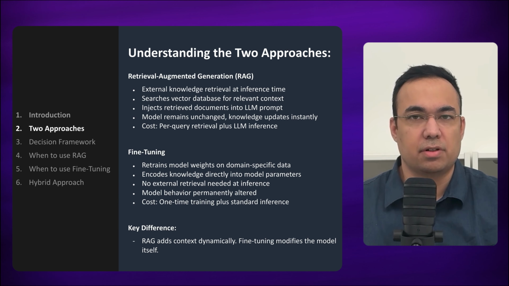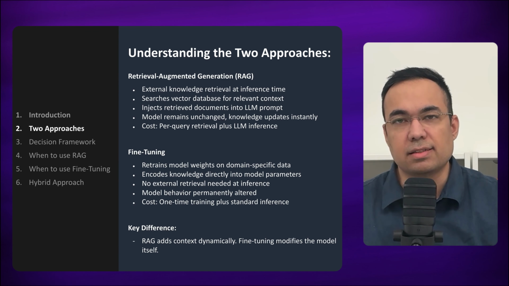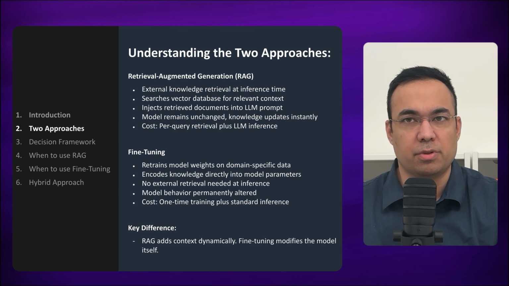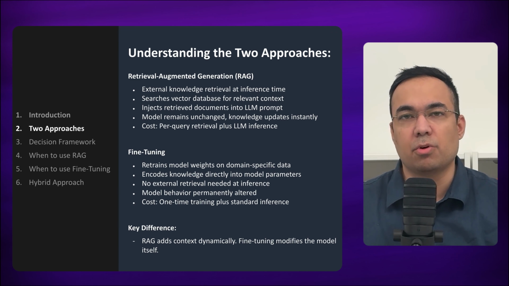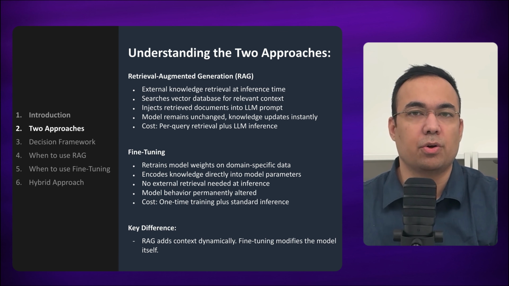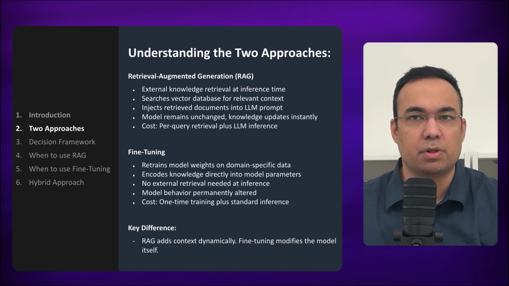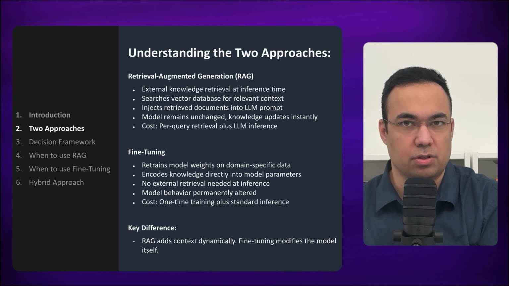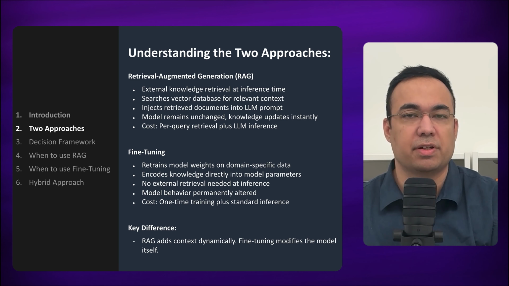So first we'll start with RAG, which stands for Retrieval-Augmented Generation. In this approach, you retrieve external knowledge at the moment someone makes a query. The system searches a vector database to find relevant context. It then injects those relevant documents retrieved from the vector database directly into the prompt you send to the large language model. The model itself remains completely unchanged. Your knowledge updates instantly because you'll be adding new documents to your data. The cost structure includes per query retrieval operations combined with the large language model's inference costs. Since you're adding retrieved context to your prompt, your context window gets larger, which affects the pricing as well.